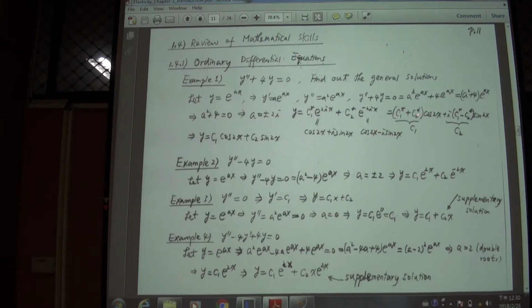We get C1 star plus C2 star times cosine 2x, plus i times C1 star minus C2 star times sine 2x. Then C1 star plus C2 star is assumed to equal a new constant C1, and i times C1 star minus C2 star equals a new constant C2. And then we can turn our solution into this form: y equals C1 cosine 2x plus C2 sine 2x.